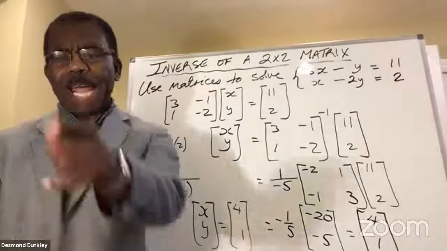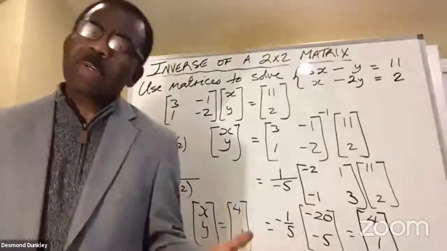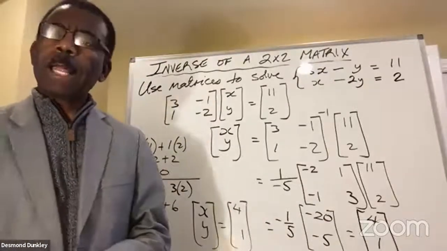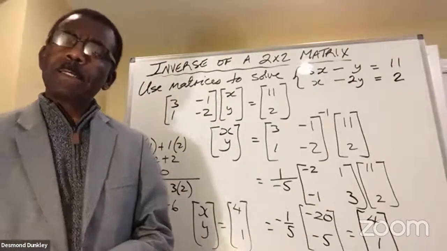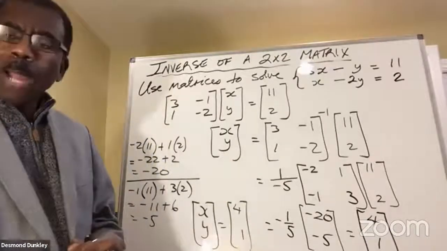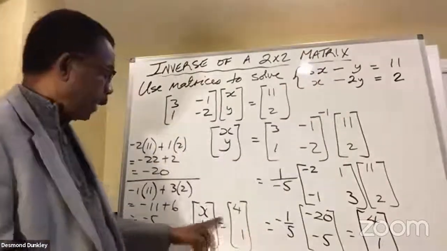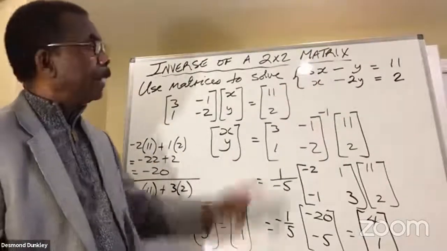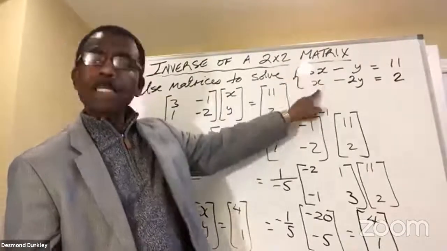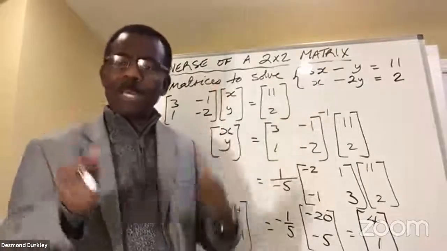So now I ask you the question, how can I check if my answers are correct? How can I check if x is 4 and y equals 1 are the solutions? I'm so glad you asked. Why not go straight back to the original equations, plug in for x and y, and see if we get 11 for the first one, see if we get positive 2 for the second one. If we do, we know we're in the money.